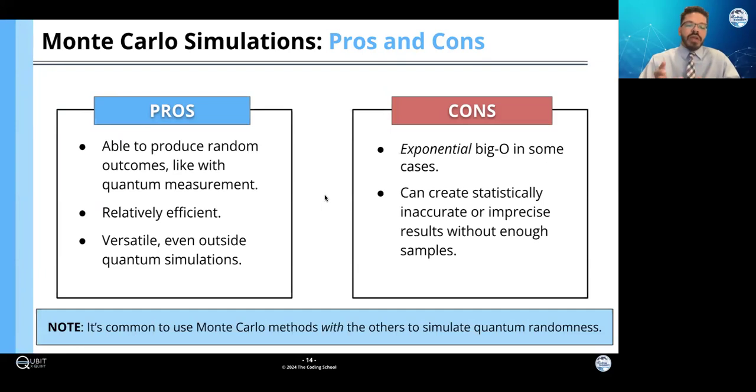Because of this, there's no reason we have to use these things separately. So we might use some state vector calculations and some Monte Carlo calculations to simulate a quantum system together.